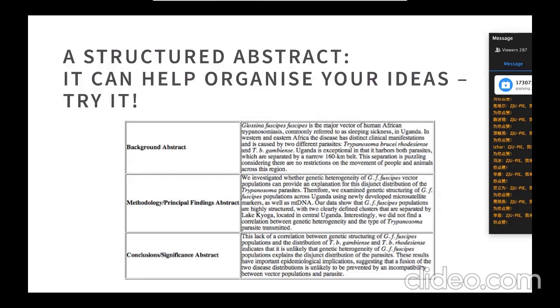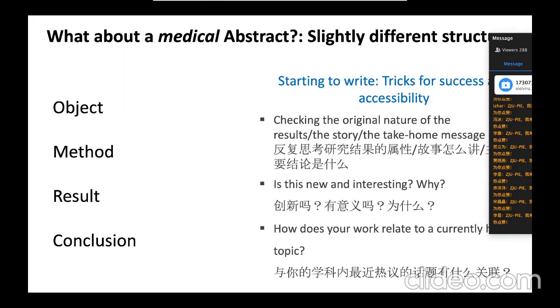Here's an example from Biological Sciences: a background, methodology, principal findings, conclusions, and significance. I'm advocating that if you have the structure in place, using the 4 why questions that we've talked about on the previous slide, you will find it much easier to edit and work on the writing of effective abstracts in English. Structure is key to success in academic writing. We know this from medical writing in particular, where of course abstracts often have a slightly different structure: the object, the method, the result, and the conclusion.